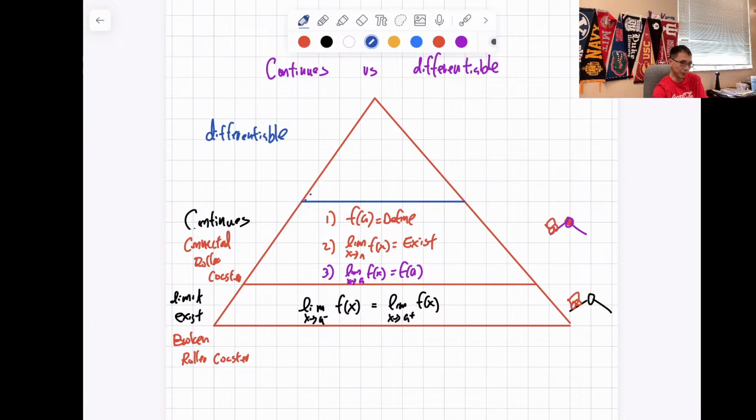So differentiable is slope from left equal to slope from right. And that's the way to think about it. Or I call that a functional roller coaster, like, functional roller coaster.